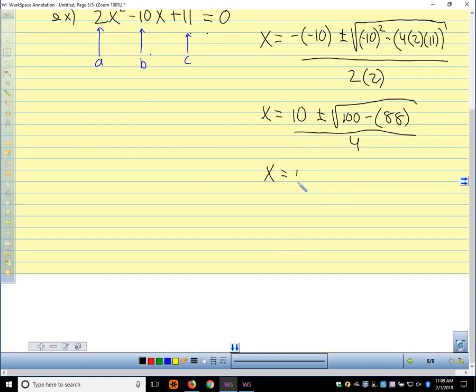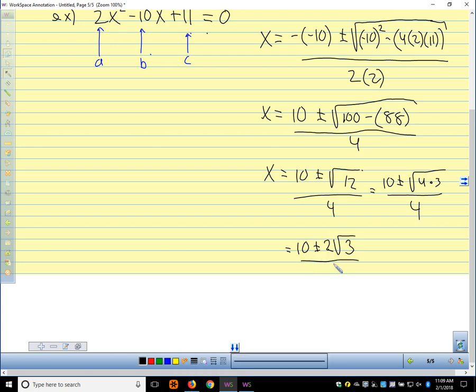So this is x equals 10 plus or minus the square root of 100 minus 88, 12, divided by 4. 12, we've been practicing simplifying radicals. We can simplify square root of 12. This is 10 plus or minus the square root of 4 times 3, divided by 4. And I can split these two up. Square root of 4 is just 2. The 3 stays inside. Square root of 4 is 2. Square root of 3 divided by 4.